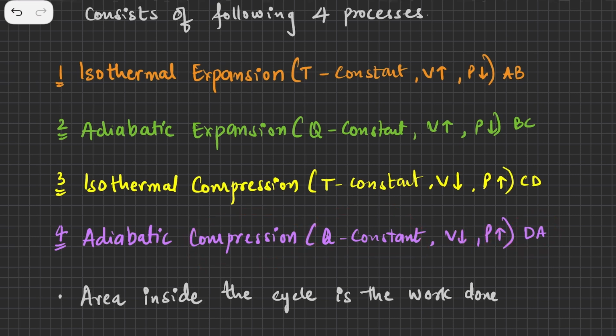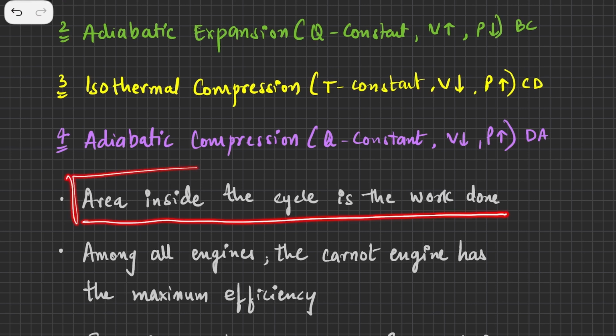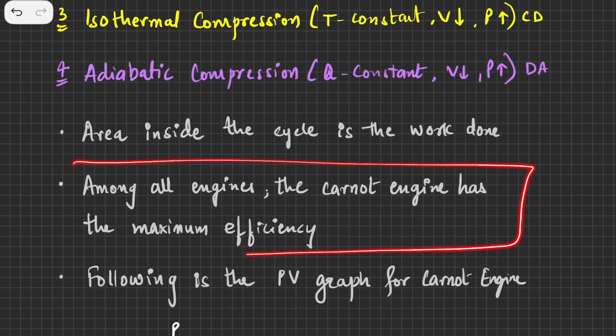And now if you see, as we go from A to B, B to C, C to D, and then back to A, so it keeps on doing that. That's why it's called a cyclic process. As usual, I have mentioned when we were discussing cyclic process that the area inside the cycle is what is called the work done. And among all engines, the Carnot engine has the maximum efficiency. That makes it so special about this engine.